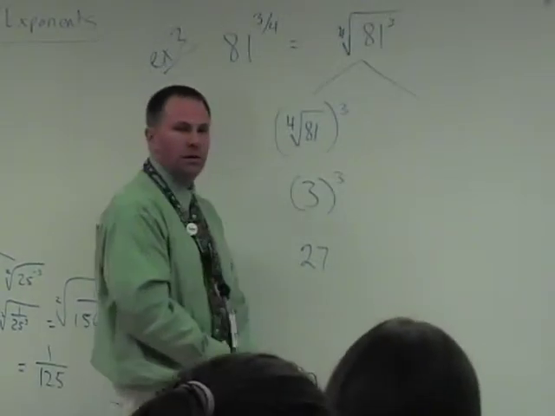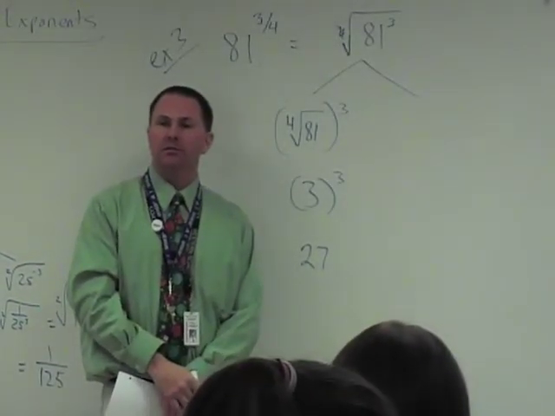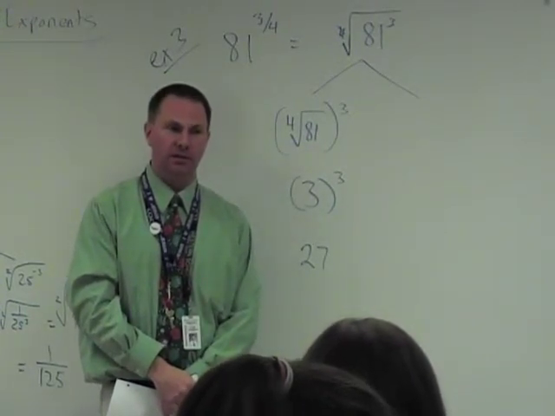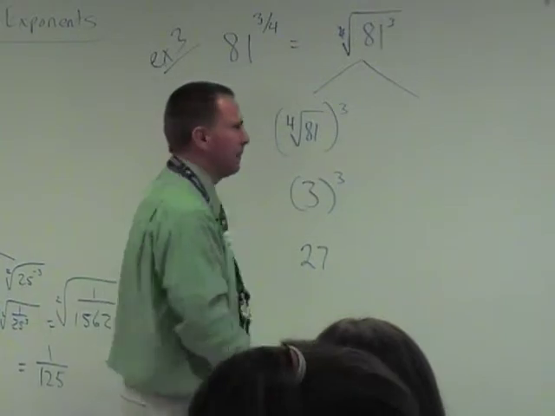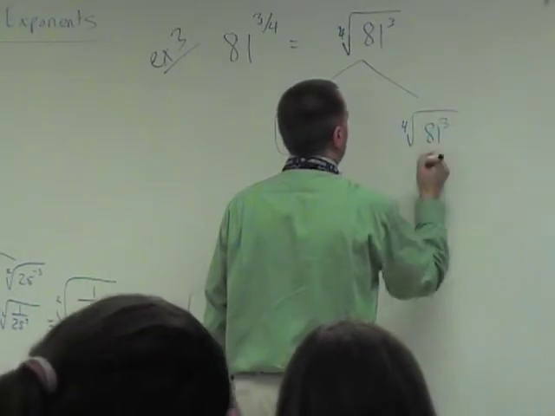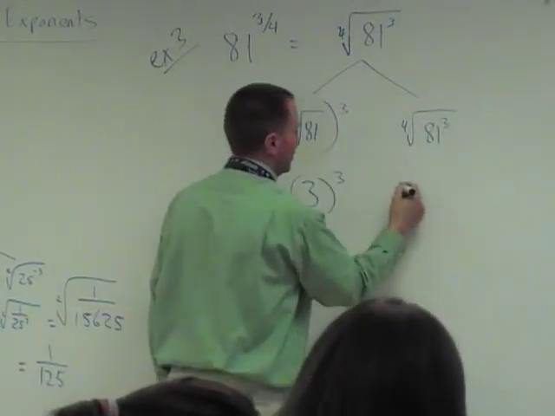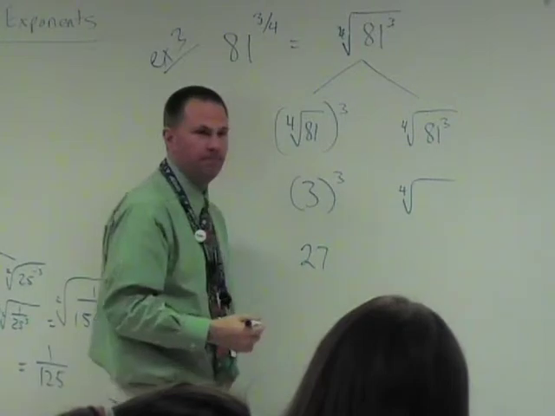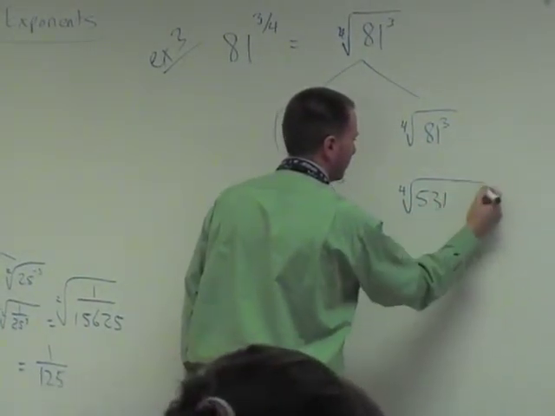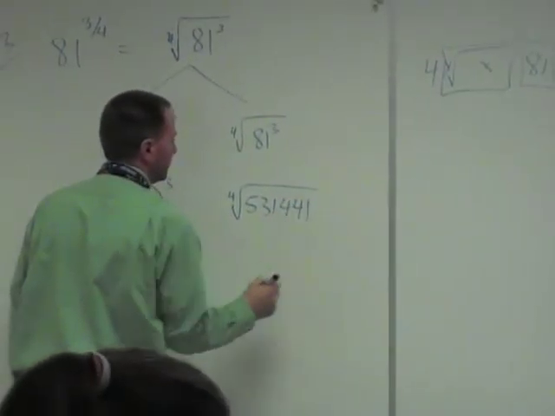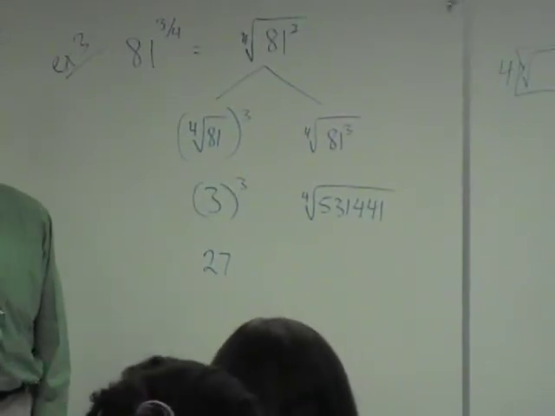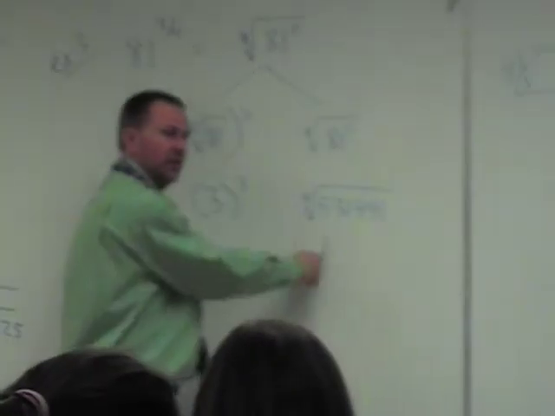Okay. Are we all caught up on it? You good? That's important, that you can use your calculators. But let's go ahead and cube 81. What is 81 cubed on your calculator? Everybody should know how to do that. 531,441. Is that right? 81 cubed, 81 times 81 times 81. All right, so now take the 4th root of this number.